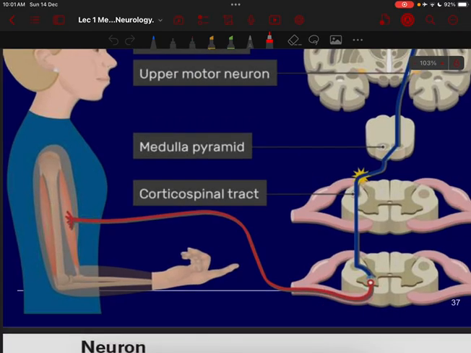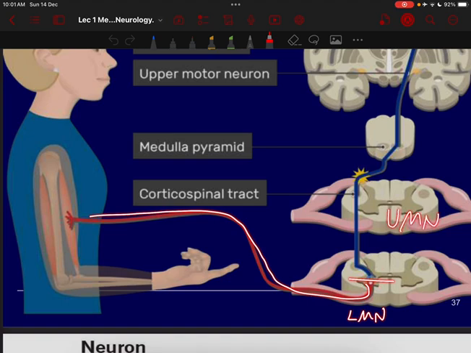From there, from the motor area, down to the anterior horn cell, this is called the upper motor neuron. From the anterior horn cell, down to the nerve, to the muscle, this is a lower motor neuron. So we divide the motor system into upper and lower.